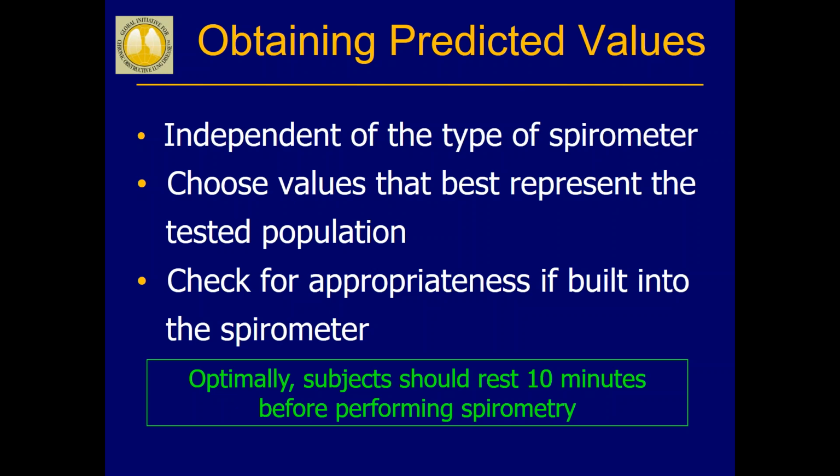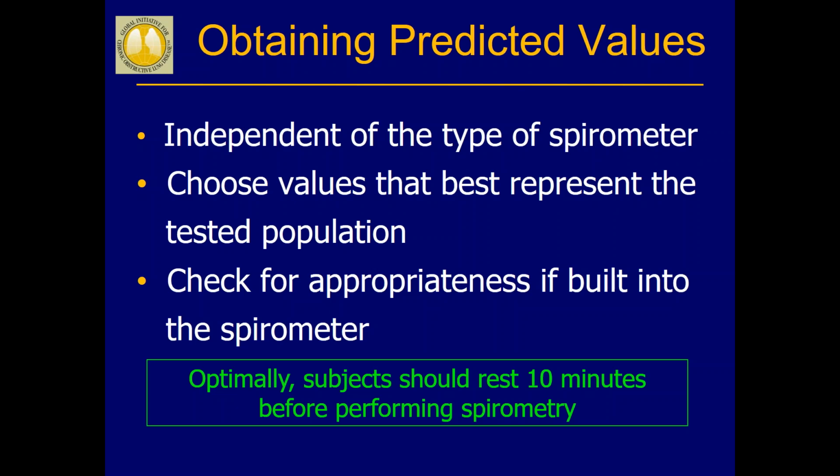Trying to get the predicted values, those predicted values aren't going to be independent of the type of spirometer. They're basically based on several known standards and surveys that were taken of the U.S. population. Sometimes it's world populations. Choose values that best represent the tested population. So, for example, NHANES has a lot of the ethnic groups of the U.S., but then it may be missing certain ethnicities that may be present in different standards of the international registries. Depending on the spirometer, they may have different standards available for you to pick. Most of them will have the NHANES standard for you to use.